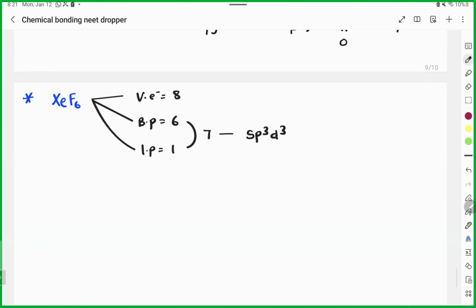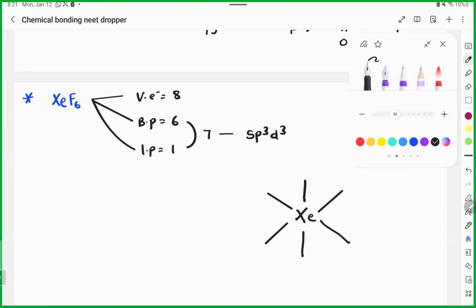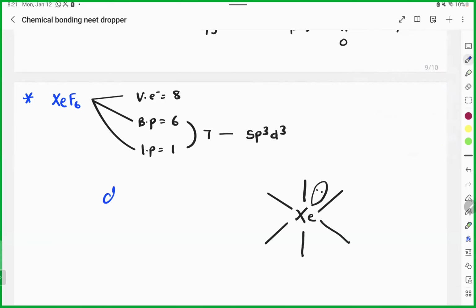So it should be 7. 1, 2, 3, 4, 5, 6. So 6 are bond pair and 1 will be lone pair. And lone pair will destroy everything. So this is known as distorted octahedral. Any doubts?